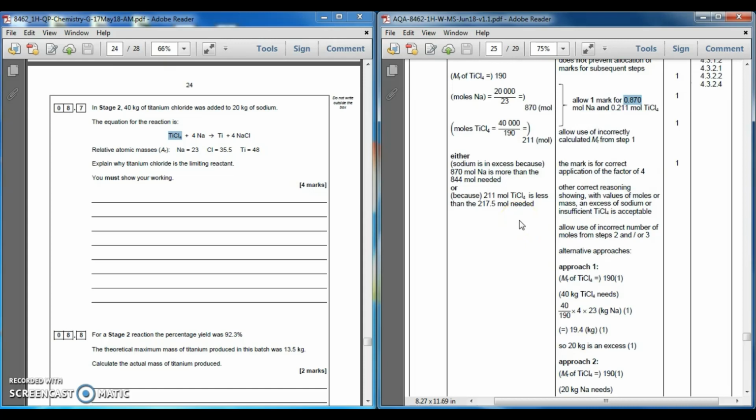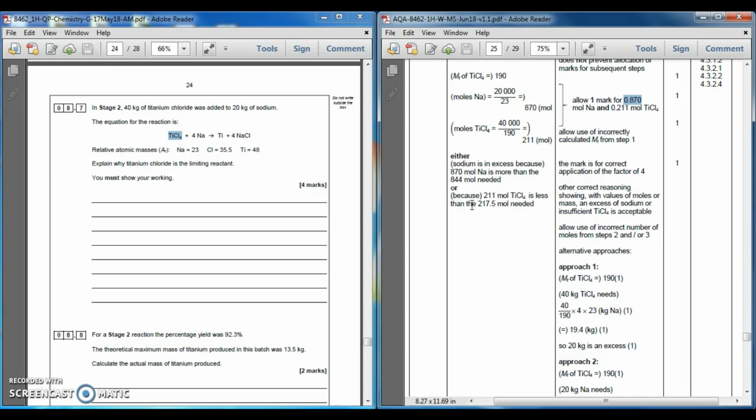So, how do we know that titanium chloride is the limiting reactant? Well, if you look at them, there are a lot fewer moles than what's required. So you've got 211 moles of titanium chloride, and that's less than the 217.5 moles needed, or 870 moles of sodium is needed, more than the 844. So whichever way around you look at it, you've not got enough titanium chloride, or you'd have too much sodium. When you look at how many actual moles there are.